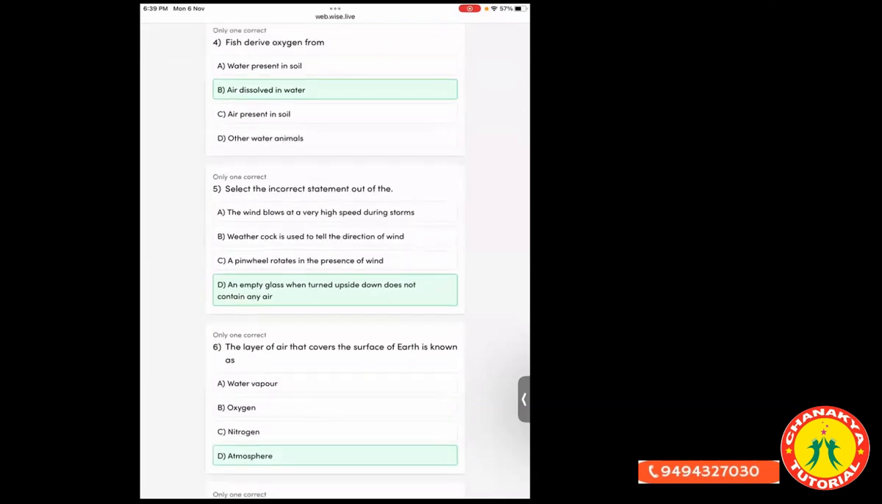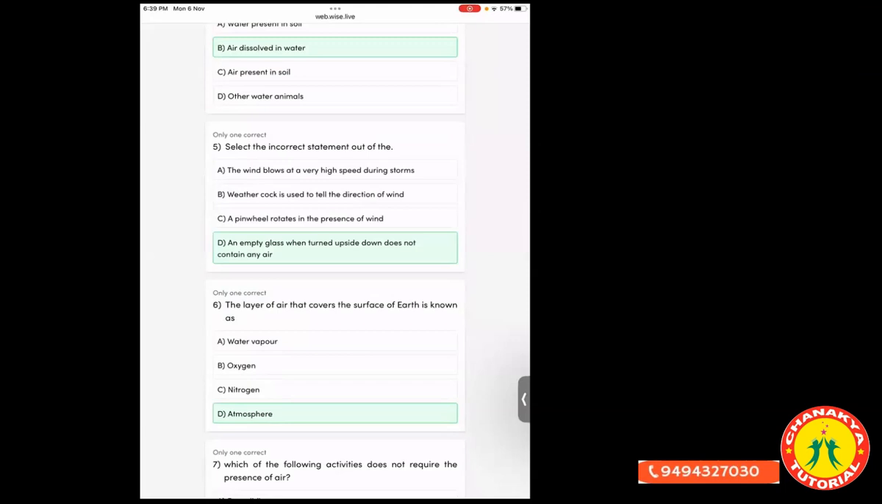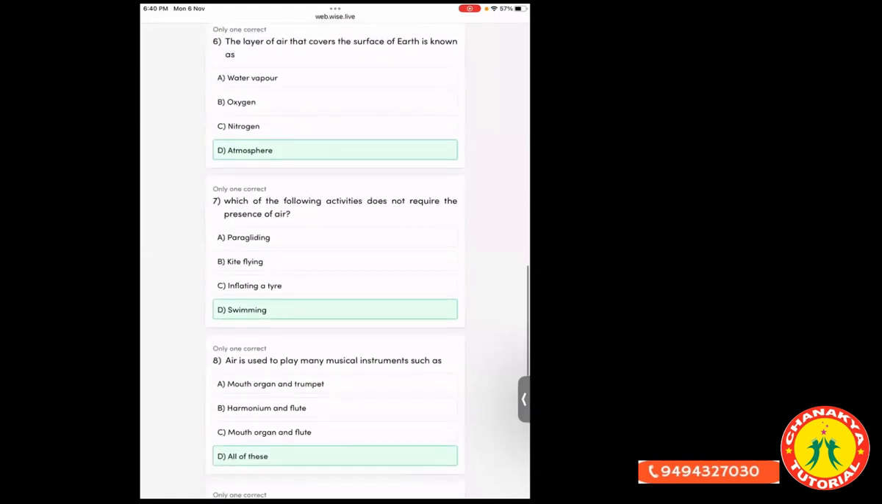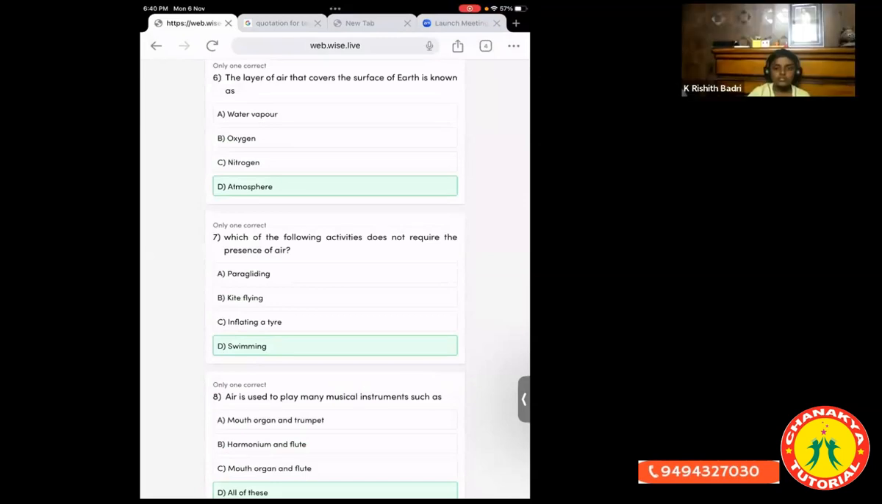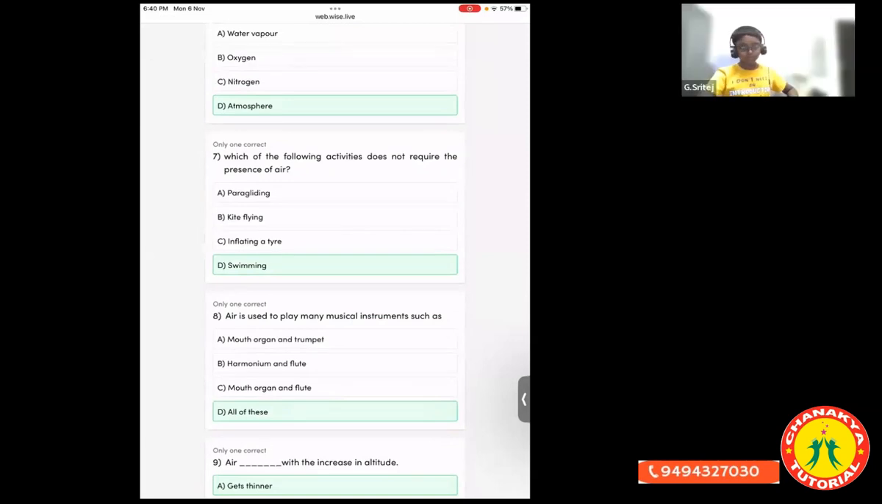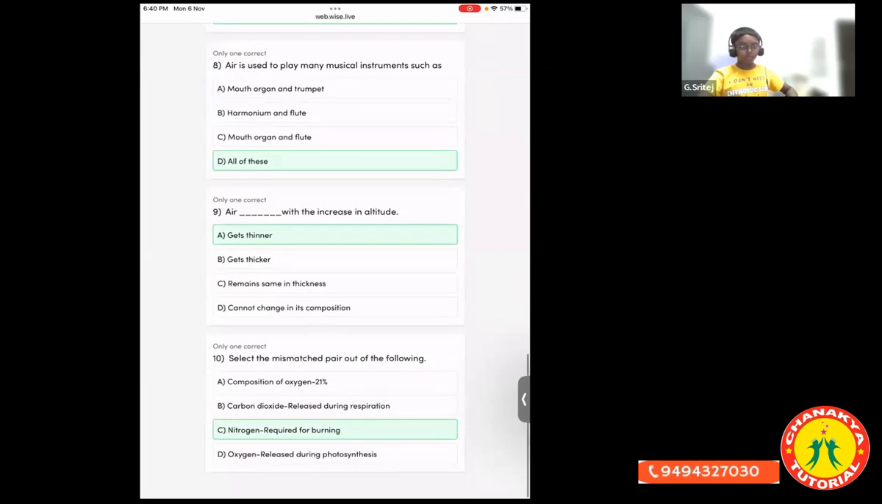Good. Select the incorrect statement out of the following. An empty glass when turned upside down does not contain air in it. That is wrong, because air can enter through that also. Now question number 6. The layer of air that covers the earth's surface is known as atmosphere. Question number 7. Which of the following activities does not require the presence of air? Swimming. Question number 8. Air is used to play many musical instruments such as, all of these. Question number 9.